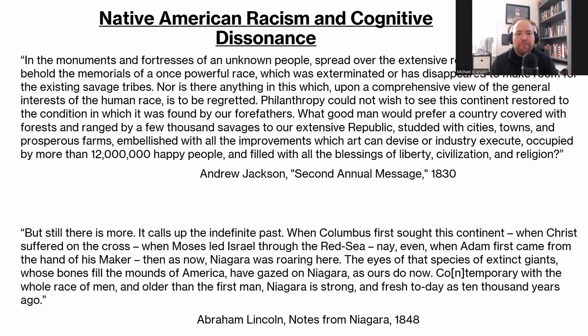This message specifically is kind of the justification for the Native American Removal Act that's later passed by Jackson. This is what Jackson says. "In the monuments and fortresses of an unknown people, spread over the extensive regions of the West, we behold the memorials of a once powerful race which was exterminated or has disappeared to make room for the existing savage tribes.